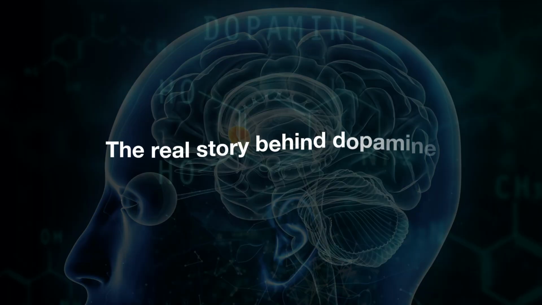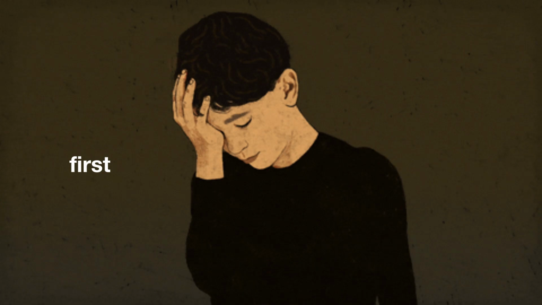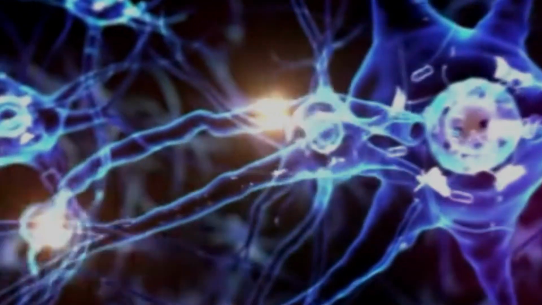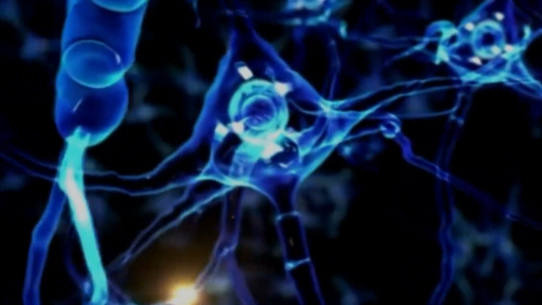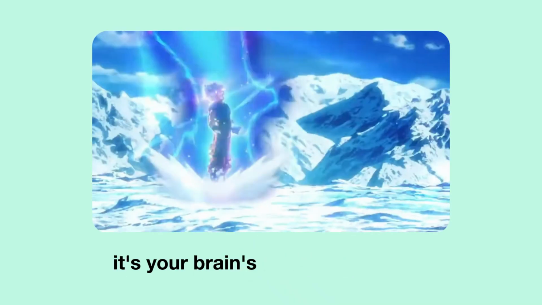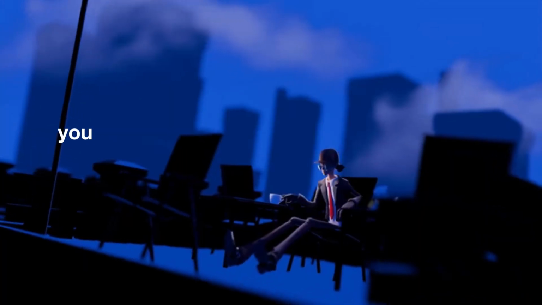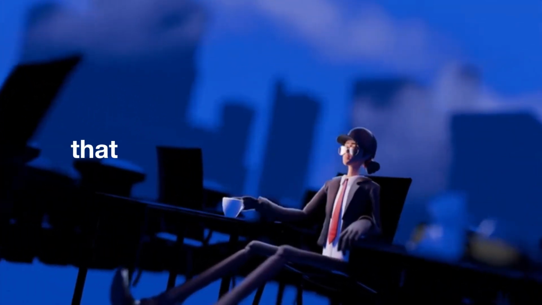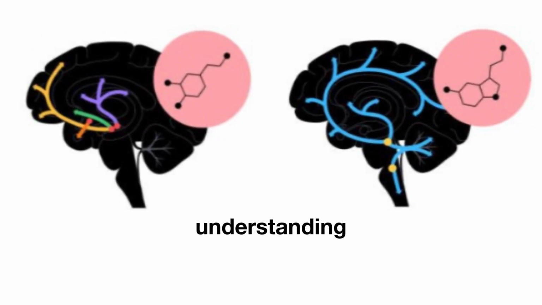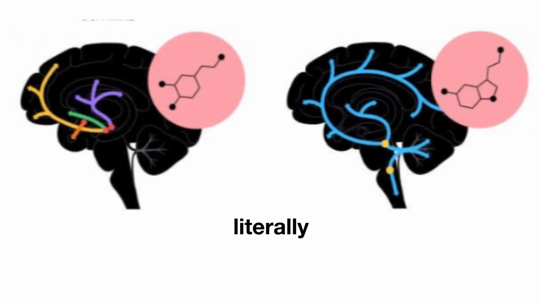The real story behind dopamine. First, forget what you think you know about dopamine. Everyone calls it the pleasure chemical, but that's not what it does. Dopamine isn't about feeling good, it's about wanting. It's your brain's motivation engine. It's what makes you chase rewards and repeat behaviors that worked before. So, your brain has two types of dopamine, and understanding this difference is literally game-changing.